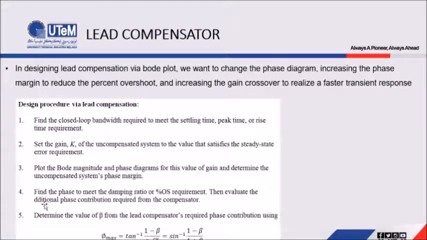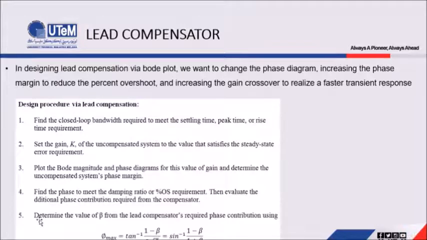Next, find the phase margin to meet the damping ratio or percentage of overshoot. These two parameters depend on each other, because based on the damping ratio we can find the overshoot and vice versa. Then, after we get the damping ratio and percentage of overshoot that we require, evaluate the additional phase contribution required from the compensator.